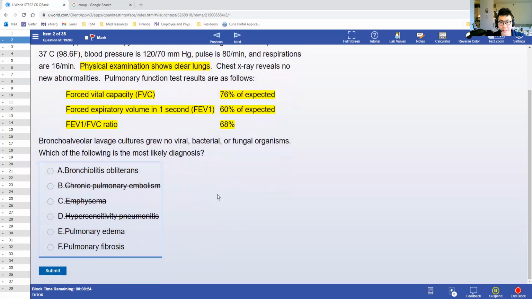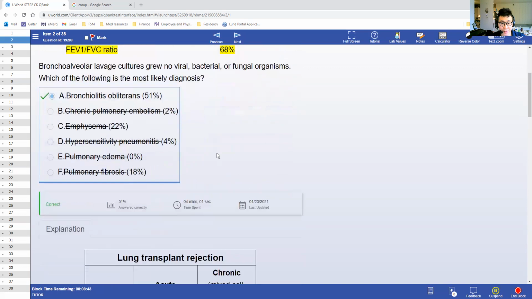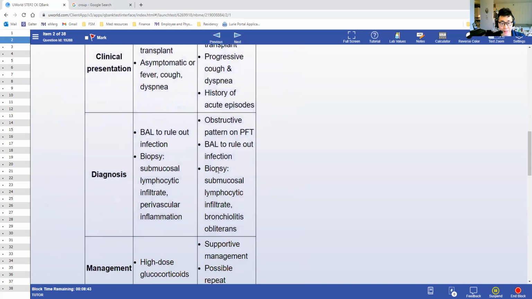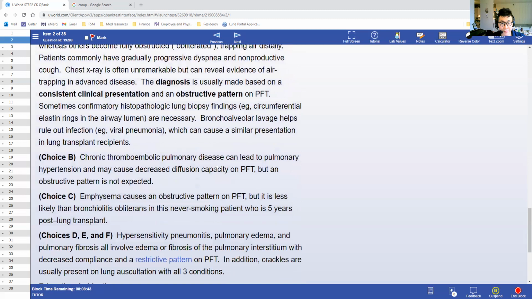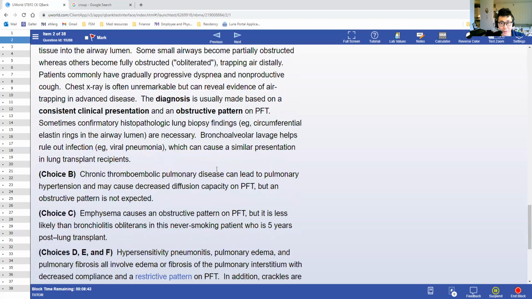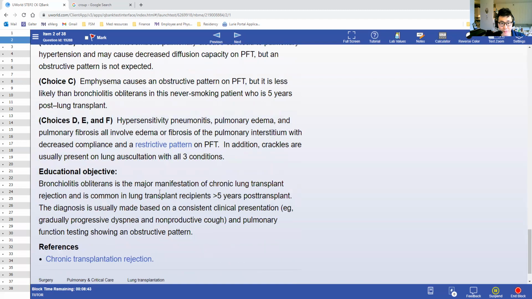Oh, you know what? I made a mistake. I was thinking about TO, thromboangiitis obliterans. This is bronchiolitis obliterans. This makes more sense to me because I don't think either of these others are going to be quite likely. Yes, I'm going to go with BO, and it is the right answer. So I guess the moral of the story here is do not confuse BO with TO.